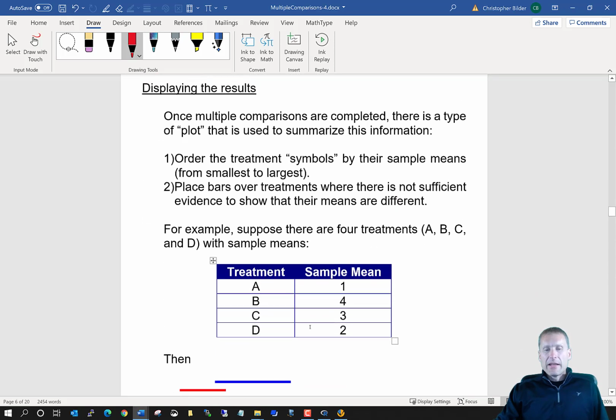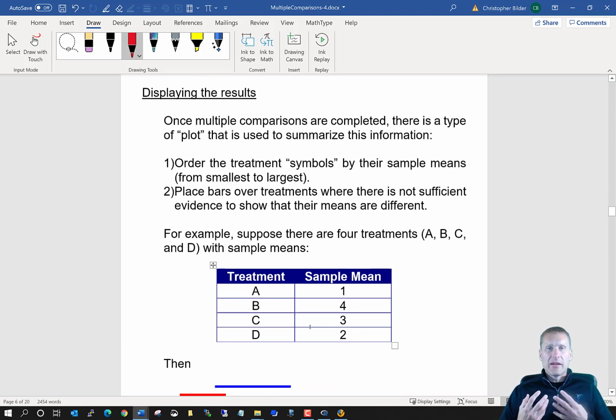Okay. Now, before we actually get to an actual data example, let's talk about how we can concisely display the results of the m different hypothesis tests or m different confidence intervals that we're going to form to do these multiple comparisons. The way that we concisely state these results is through an interesting graphic. And here's how to construct the graphic.